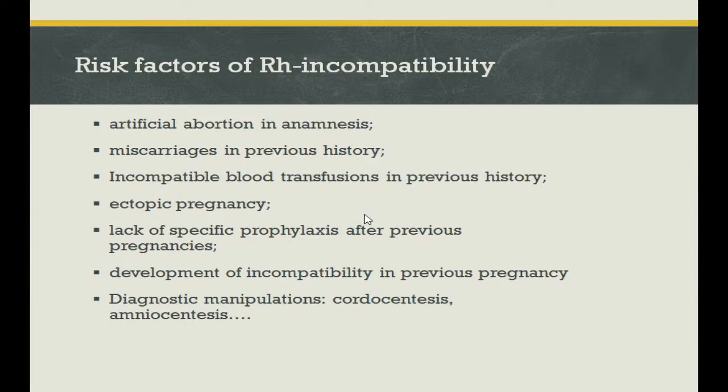Miscarriage in previous history. Any miscarriage, early, late, preterm delivery, is already followed with entrance of an amount of fetal antigen blood into the maternal blood circulation and development of isoimmunization. She already has a basis for development. She is already immunized. It is a special term which is used for this situation. Immunized. Incompatible blood transfusion in previous history.